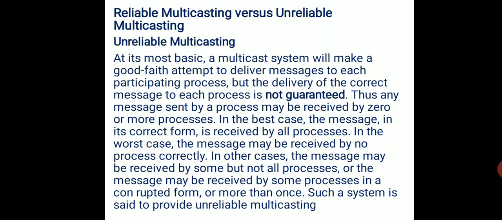Now, reliable multicasting versus unreliable multicasting. The first one is unreliable multicasting. The multicast system will make a good faith attempt to deliver messages to each participating process, but the delivery of the correct message to each process is not guaranteed. Thus, any message sent by a process may be received by zero or more processes. In the best case, the message in its correct form is received by all processes. In the worst case, the message may be received by no process correctly.